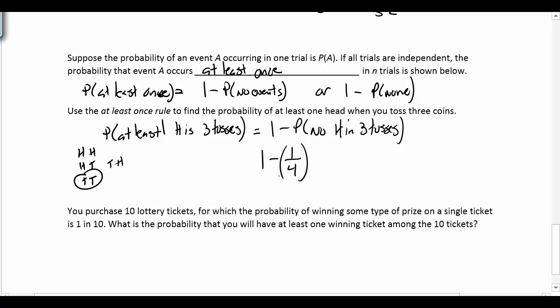And I'm looking at this happening 3 times, so I want to take that to the 3rd power. Which is 1 minus 1 cubed over 4 cubed. So 1 minus 1 over 64, and it's okay to get a calculator for that. I'm going to rewrite that 1 as 64 over 64 minus 1 over 64. So 63 out of 64 is the chance I would expect to see something like that.